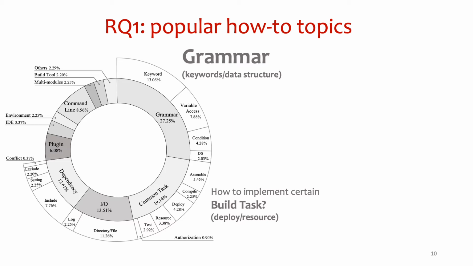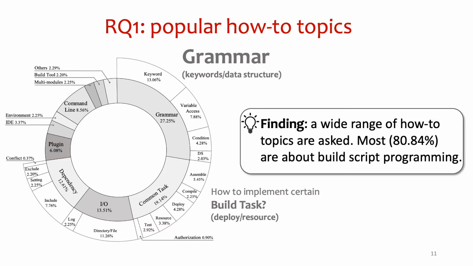Besides, almost 19% of how-to questions are about the difficulties that developers encounter when they try to write build code to implement some common build tasks. The questions vary from naive puzzles to very particular problems. Overall, most questions are about build script programming. It indicates that many developers have difficulties in writing a complete version of build script for their projects. To address this issue, build script code generation or completion tools might be helpful here.